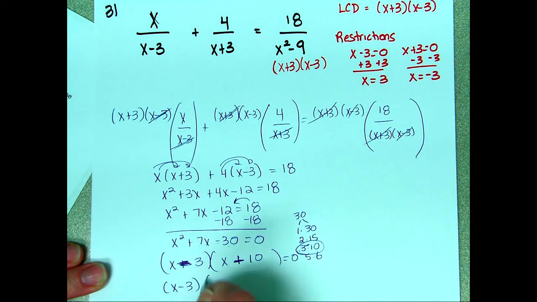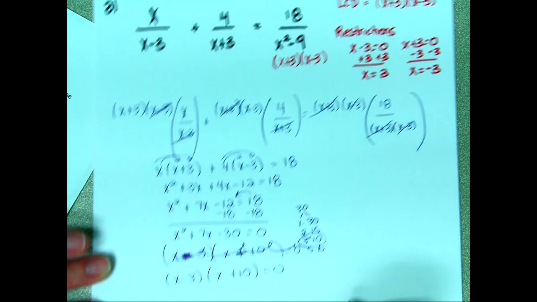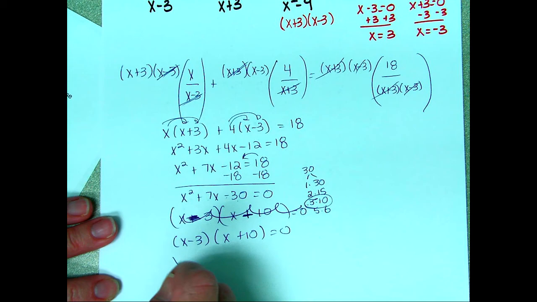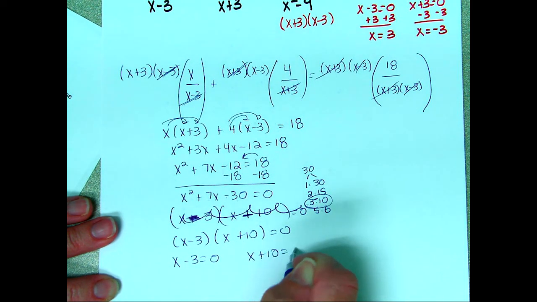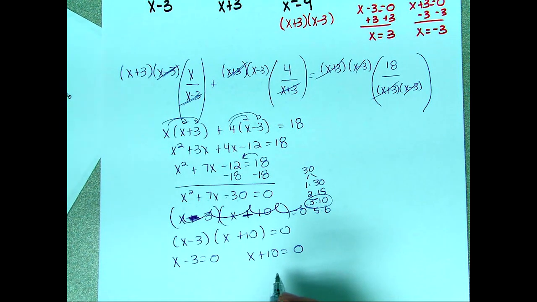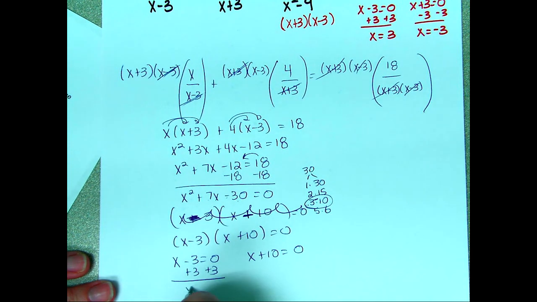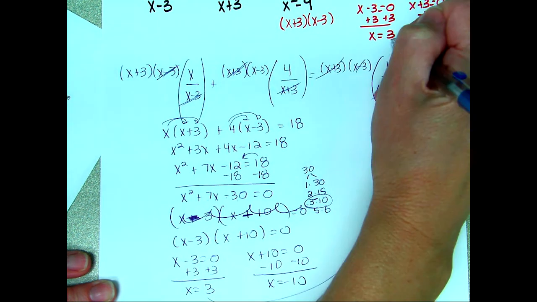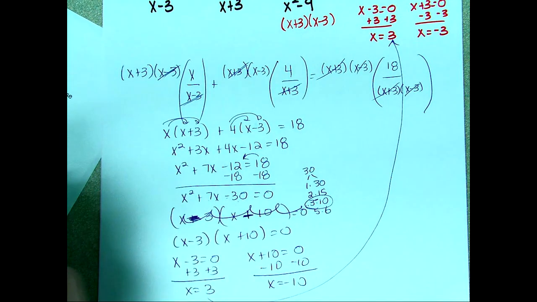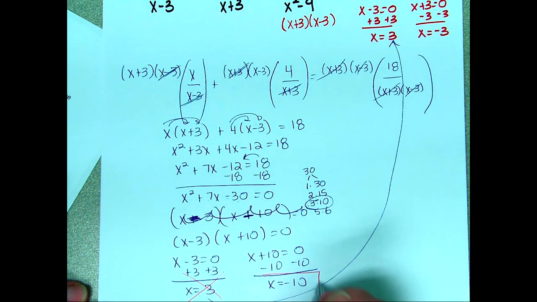Set each factor equal to 0. x minus 3 equals 0. x plus 10 equals 0. Add 3 to both sides: x equals 3. Subtract 10 on both sides: x equals negative 10. You see, the value of x equals 3 is a restricted value. Since this is a restricted value, that's not our answer. The only answer for this problem is x equals negative 10. x equals negative 10 is choice letter D.